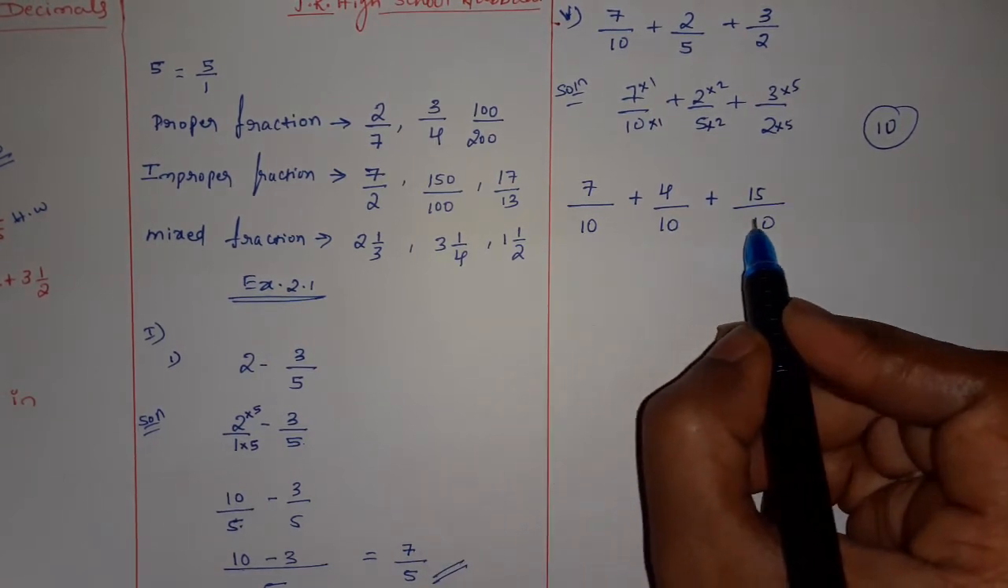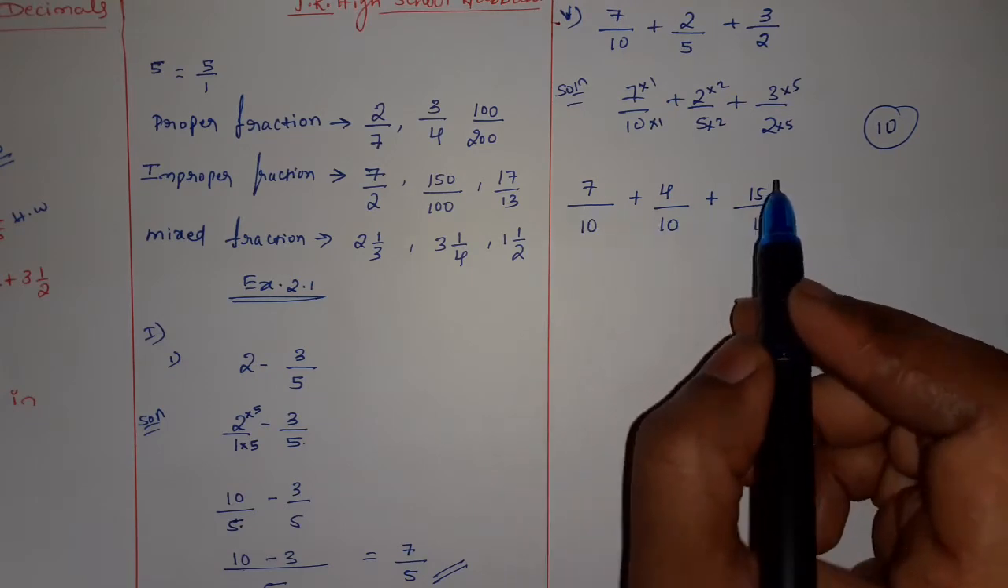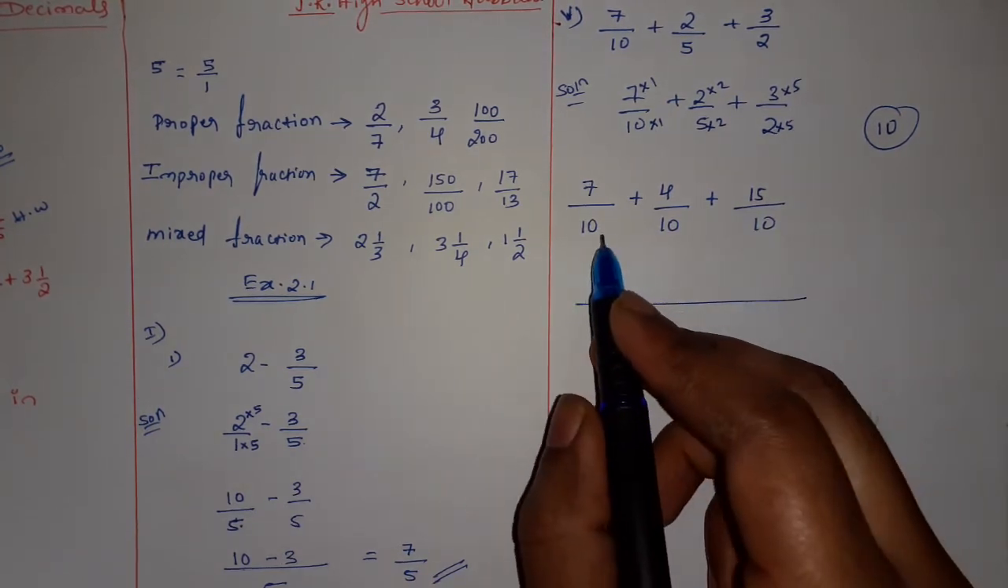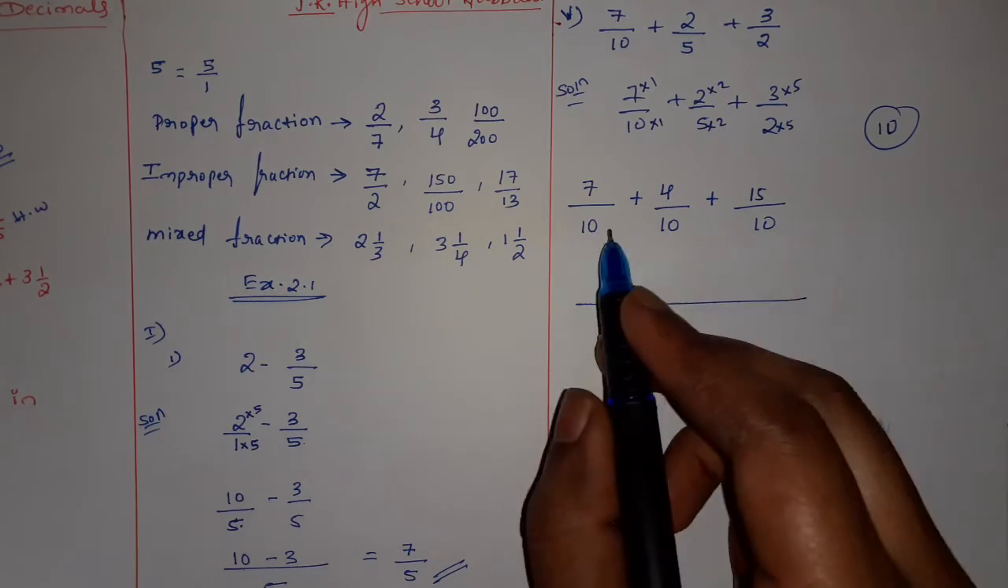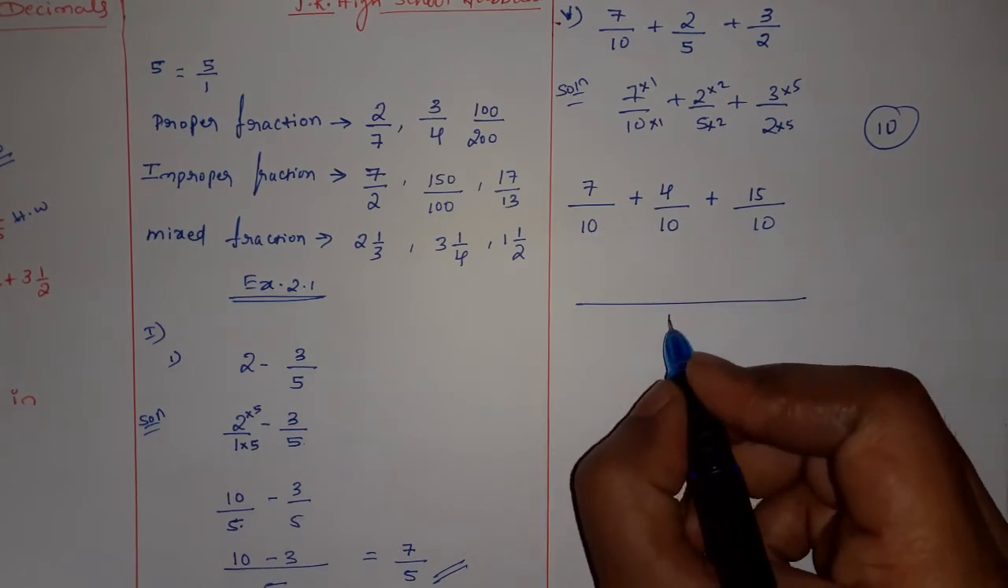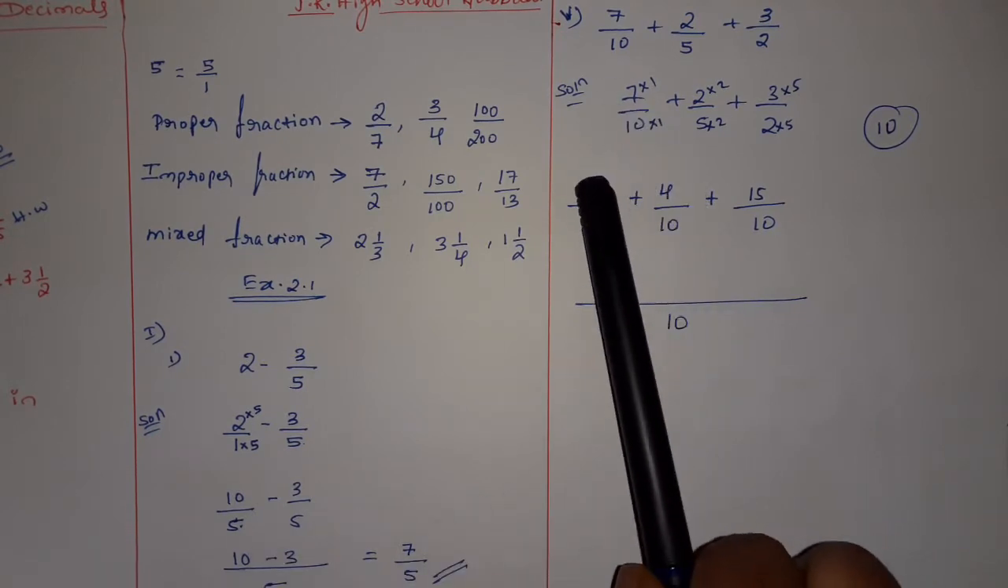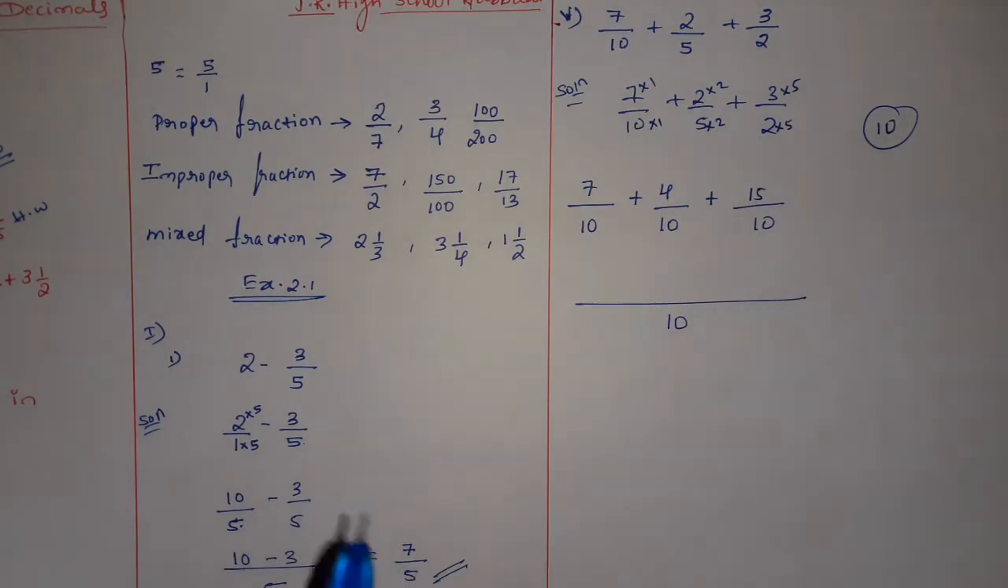All denominators are 10, 10, 10. Now all three are like fractions. Once they are like fractions, what you have to do? You should not do any calculation in the denominator. 10, 10, 10, common 10, common 10. Then next, only numerators will take part in the calculation.